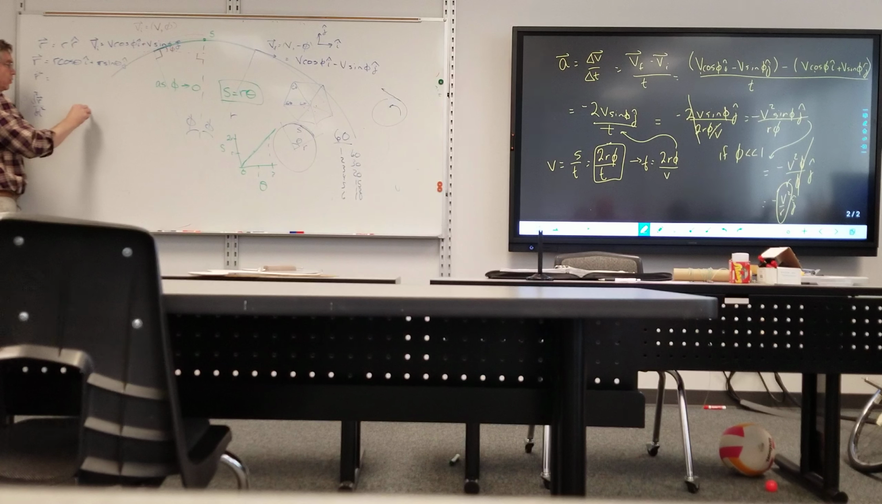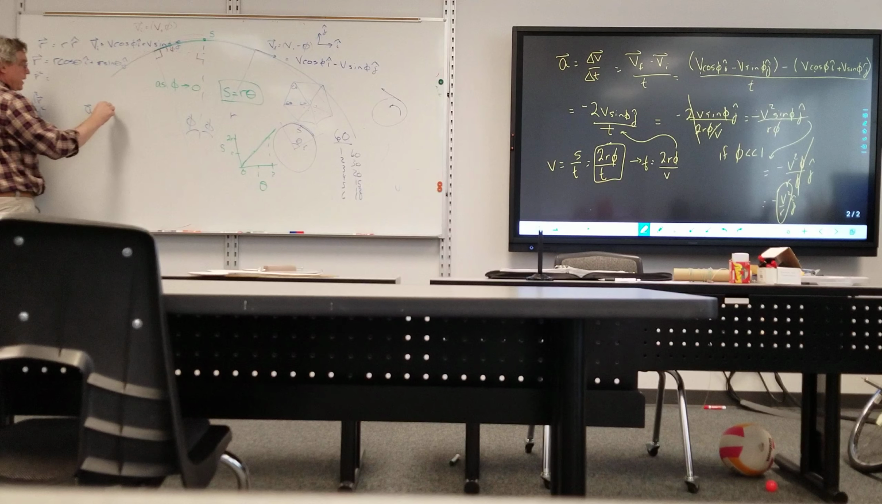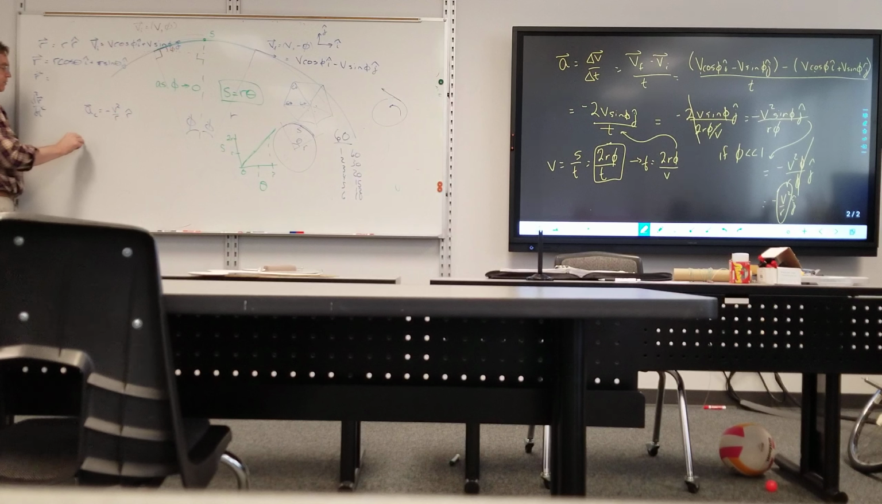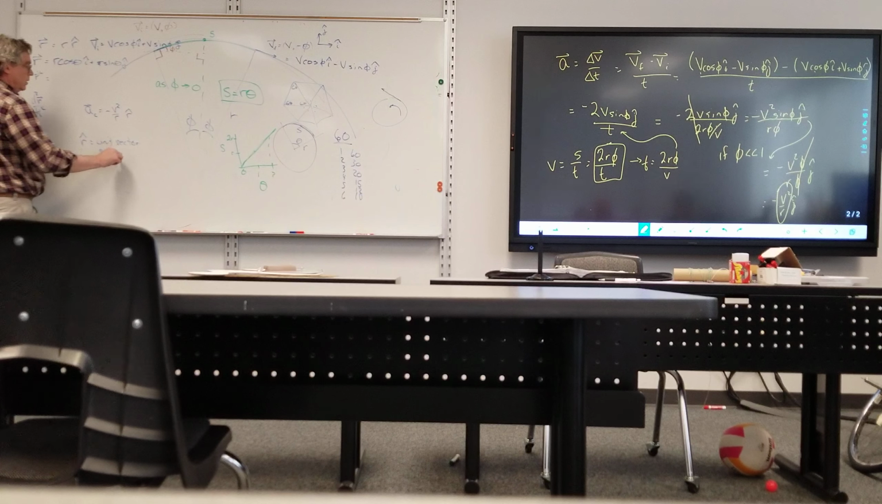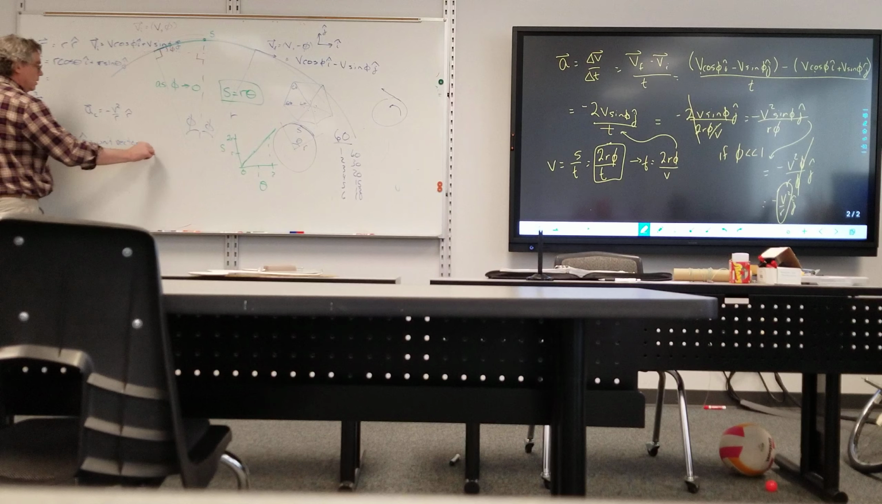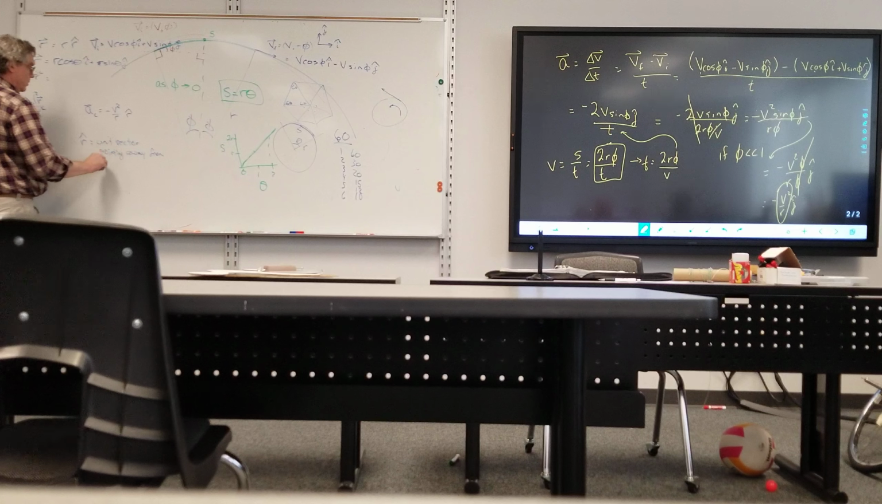All right, so centripetal acceleration, this is the acceleration towards the center, is equal to negative v squared over r hat. And that's right, I'm about to define r hat. R hat is a unit vector, that's why they have the hat. So it's a unit vector pointing away from the center.